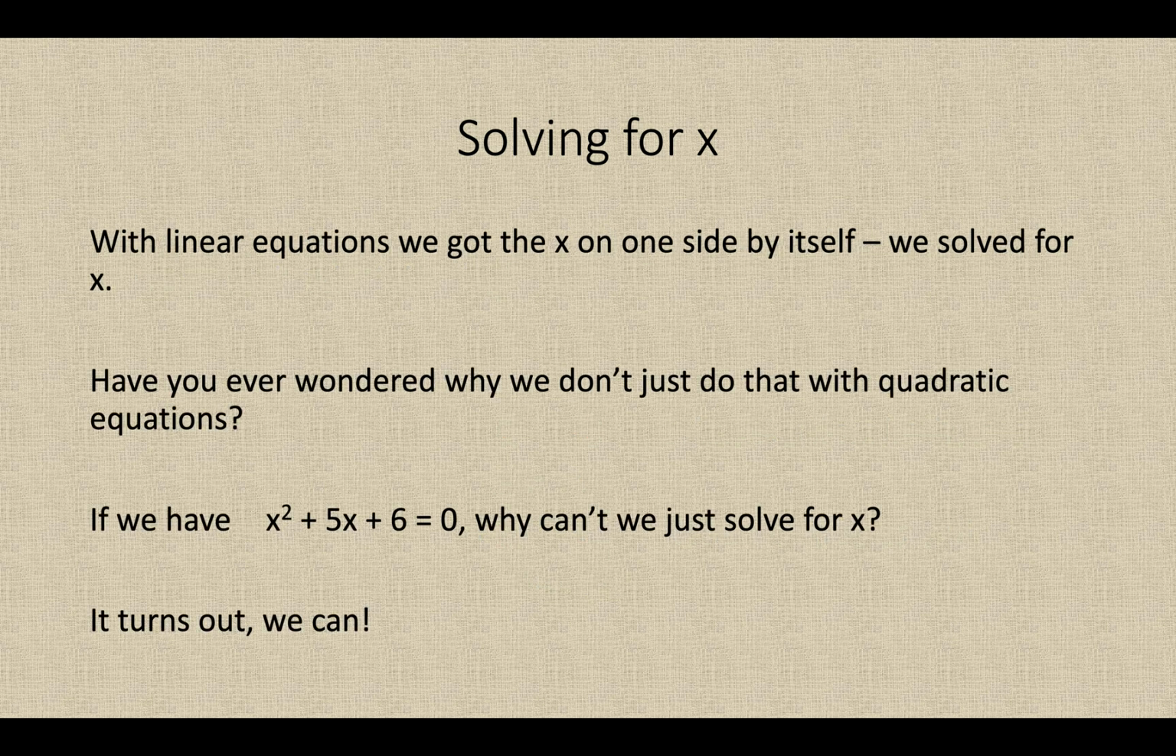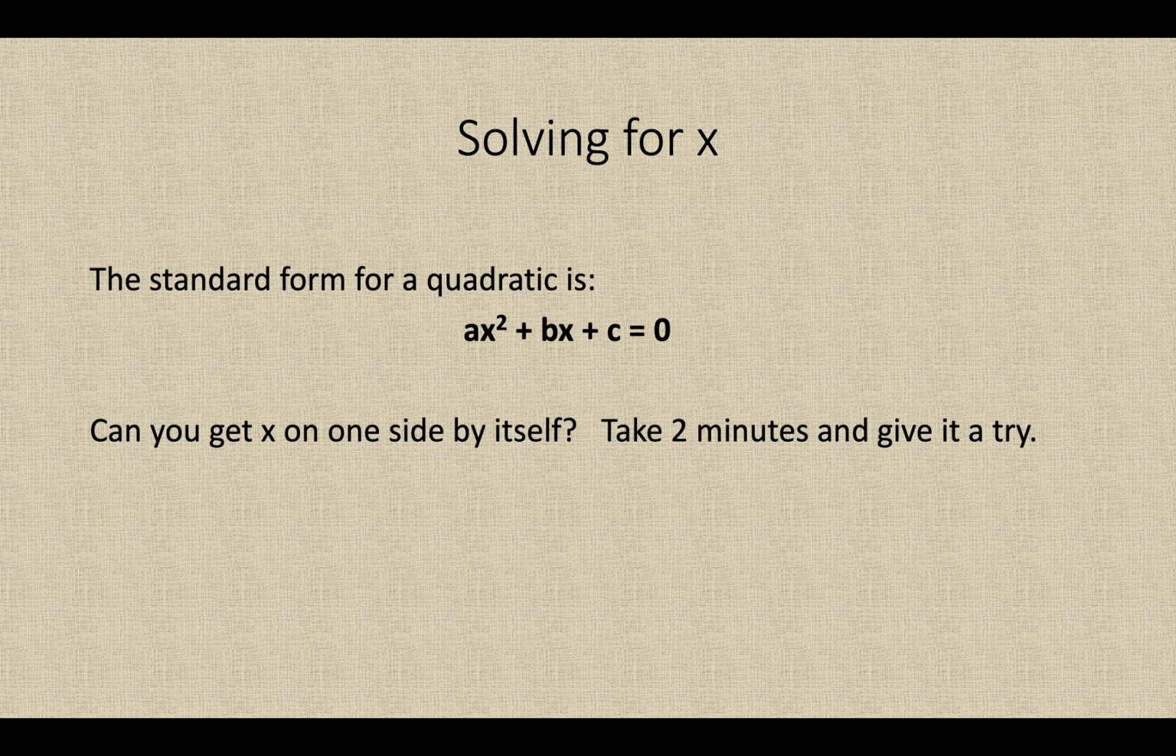So with linear equations, we got x on one side by itself. But have you ever wondered, why don't we ever do that with quadratic equations? So if we have x squared plus 5x plus 6, why can't we just solve for x like we did with the linear equations? Well, it turns out that we can.